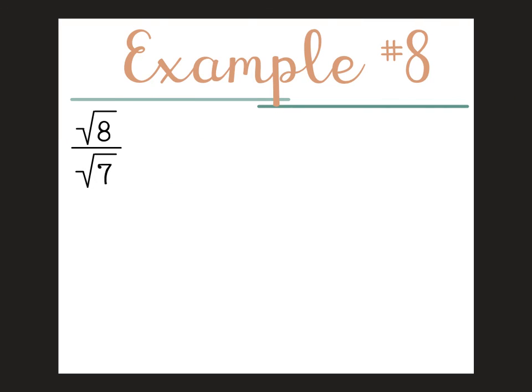For my last example, I checked to see if I can simplify 8/7, and I can't. So I'm just going to start by rationalizing my denominator. So square root of 7 times square root of 7. I multiply across the numerator. Square root of 8 times square root of 7 is square root of 56. Square root of 7 times square root of 7 is just 7. Then I want to check the numerator. Can I divide square root of 56 by any of my perfect squares?